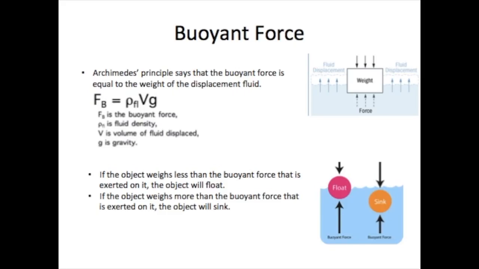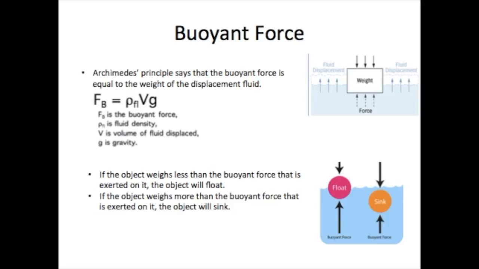Archimedes' principle says that the buoyant force is equal to the weight of a displaced fluid. The buoyant force is the net force that is exerted on an object that is immersed in a fluid. The weight of the displaced fluid is the density of the fluid times the volume of the displaced fluid times the acceleration due to gravity. In other words, if an object weighs less than the weight of the water that it displaces, the object will float. If it weighs more, then the object will sink.